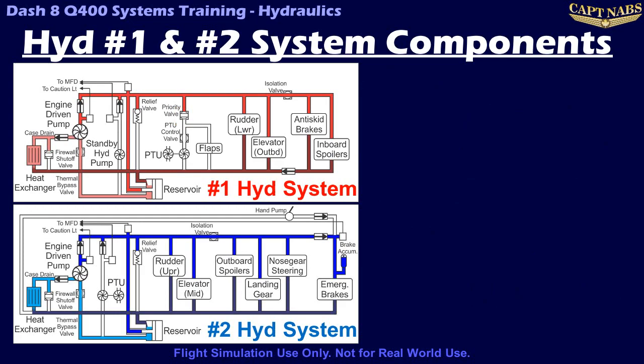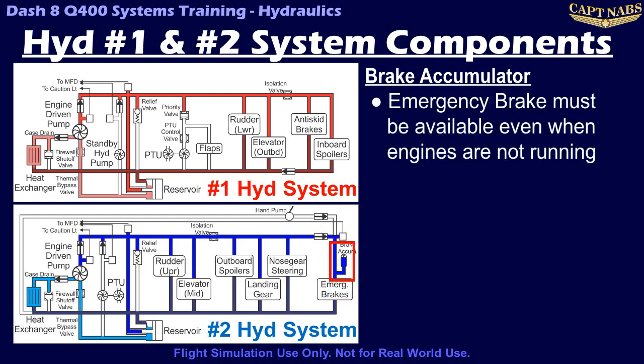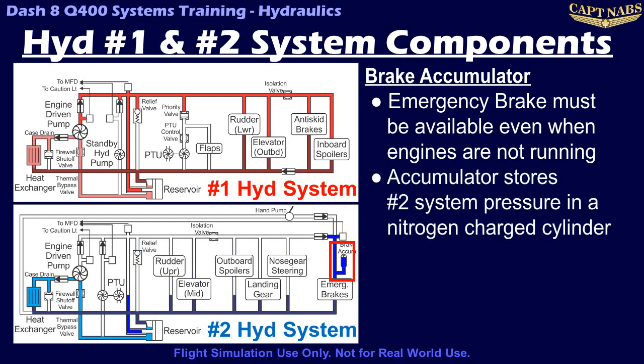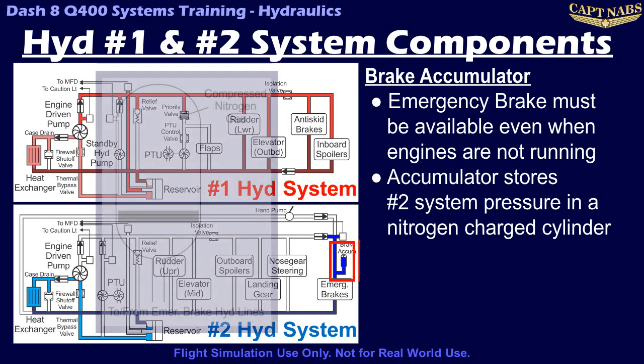One other difference between Systems 1 and 2 is the hydraulic accumulator for the emergency parking brake system, which is only on System number 2. The emergency parking brake needs to be available even when the engines are not running. For this reason, an accumulator stores pressure from the number 2 hydraulic system and will maintain 3,000 psi even when the number 2 system is depressurized.